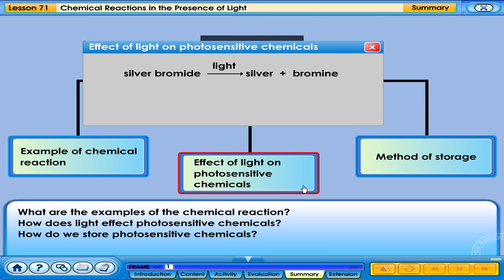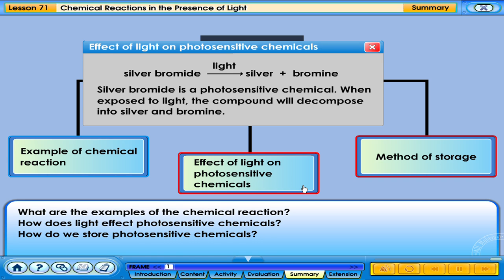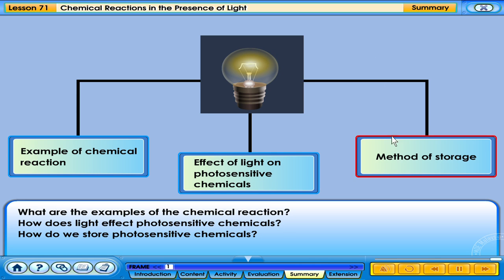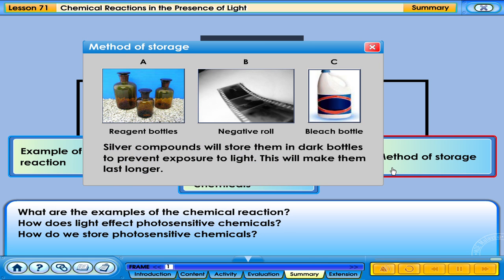Silver bromide in the presence of light decomposes to form silver and bromine. Silver bromide is a photosensitive chemical. When exposed to light, the compound will decompose into silver and bromine. Silver compounds should be stored in dark bottles to prevent exposure to light. This will make them last longer.